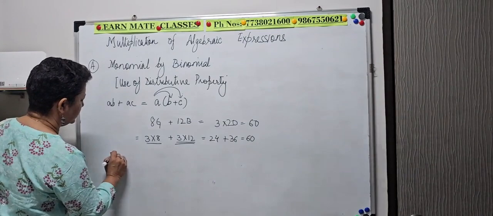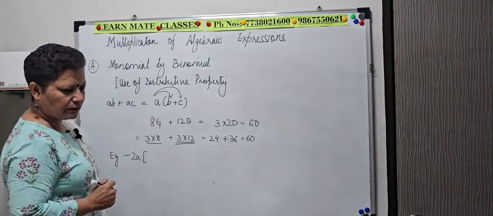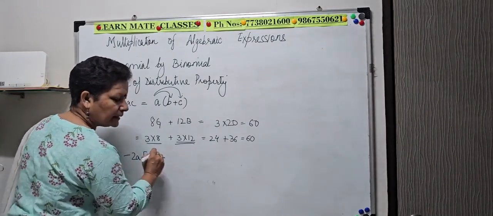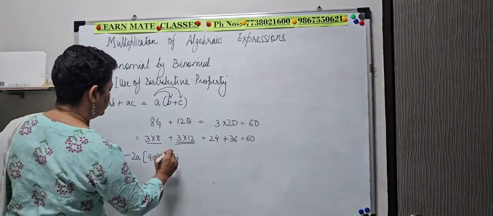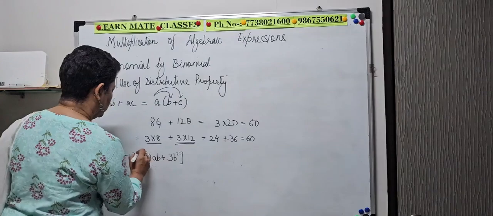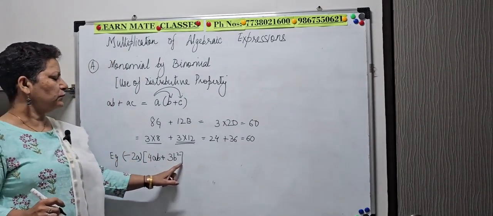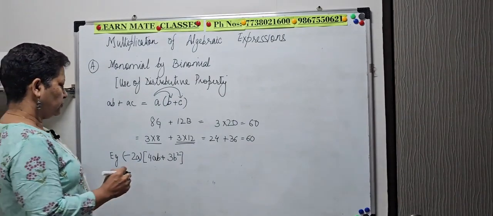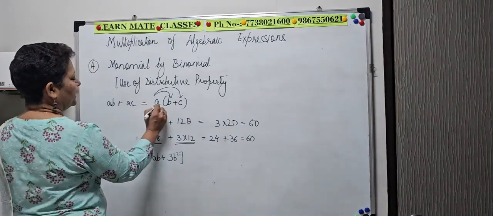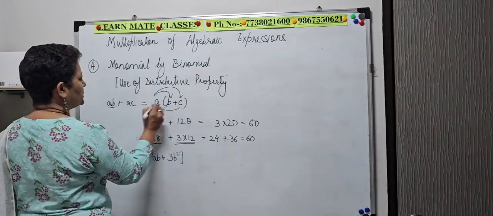Let's take this example. Here I take minus 2a, and I'm going to be multiplying it into 4ab plus 3b square. Remember this here, the first one is a monomial and this has two terms, so it is a binomial. So I will then multiply, as we've done here, I have said that a can be multiplied into b to give you an ab, a can be multiplied into c to give you an ac.